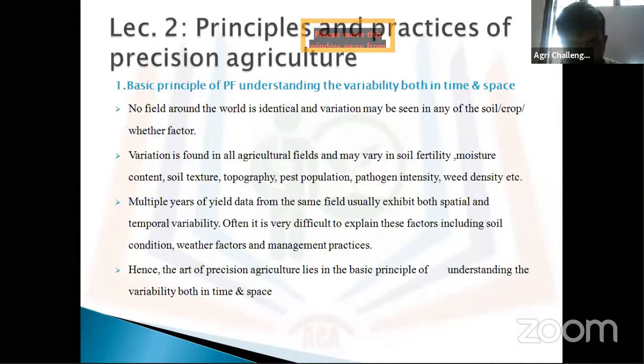Then what about pathogen intensity? Same as pests. Then weed density also varies from place to place within the field. In some places there are more weeds than in another corner, another grid you can call it. So these are the variations that may be found in the field. The basic principle here that you have to remember is that even if you take 1 hectare of field, there is no uniformity; there is a variation.